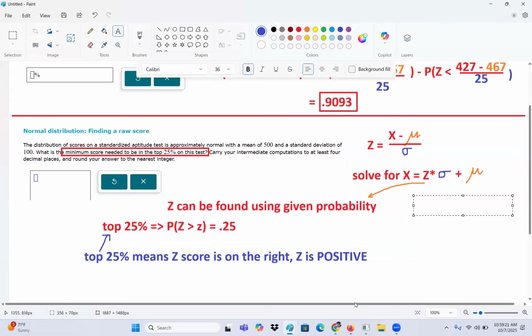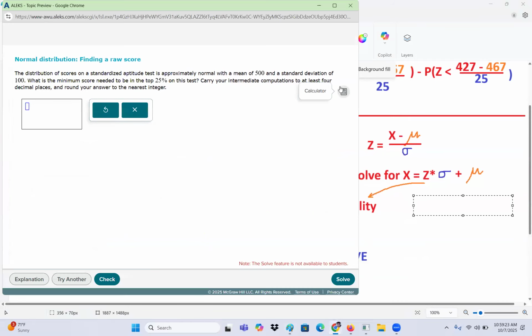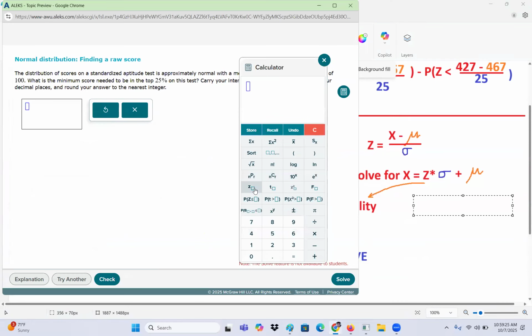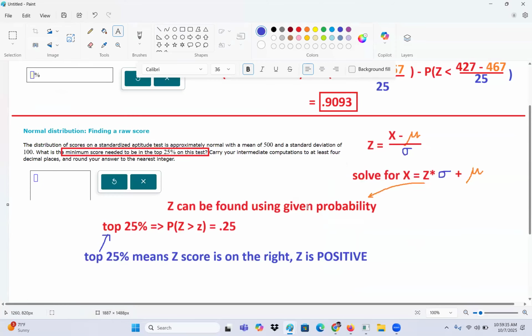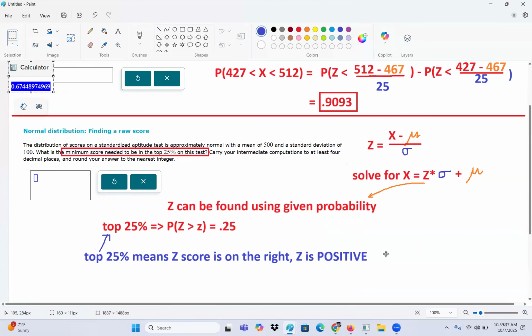On a calculator, you can find the Z score based on this. You're going to get 2.25. You have to take the positive part, which is 0.67. Then whatever half the point was in, it's going to be the other half.